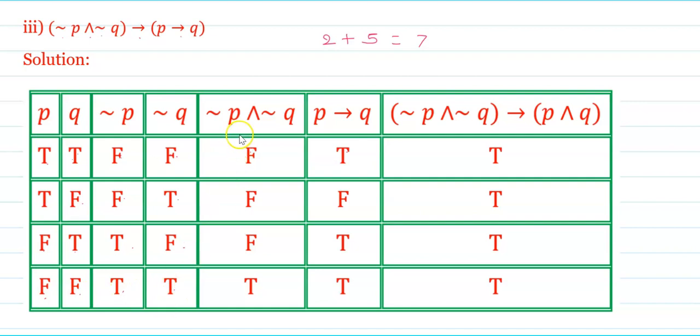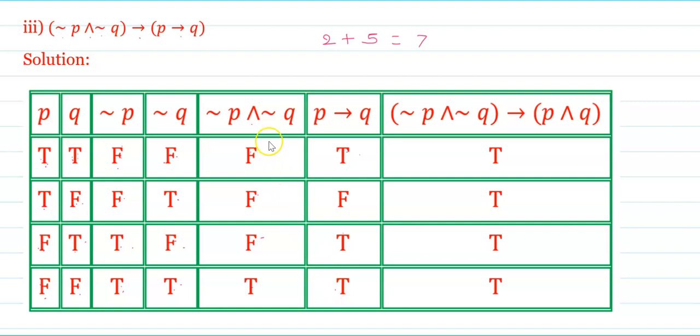Now find out the AND between the column number third and the fourth. For AND, both of them must be true. Then it is true. Otherwise false. F and F is F. F and T is F. T and F is F. T and T is T. Next. P implies Q. In implication, if both of them are true, then it is true. Otherwise, what does it imply? T implies T is T. T implies F is F. F implies T is T. F implies F. Both of them are the same. Therefore, it is true.